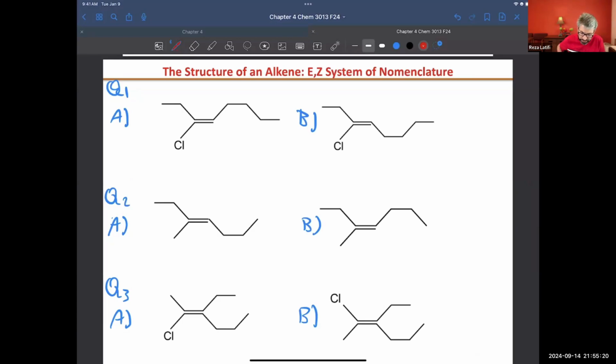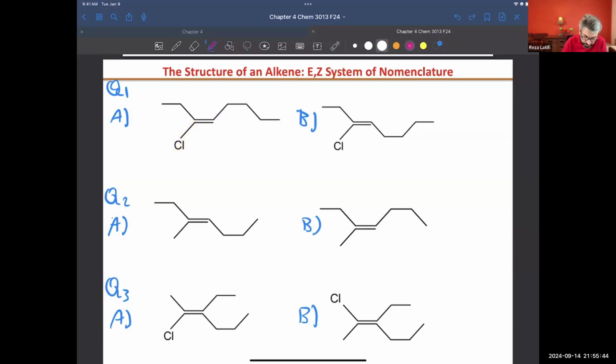Okay, very good. Hope you got the correct answer until now. Let's see. We have chlorine, that's going to be the number 1 priority. And then I have this group, which is across from chlorine, so that one should be the E isomer.